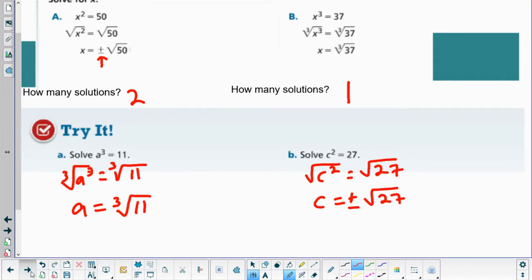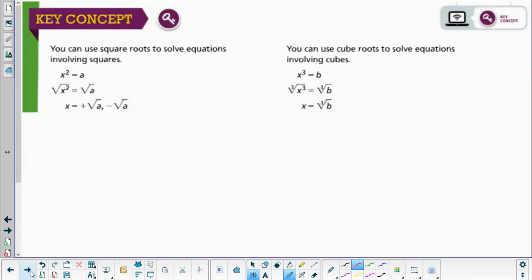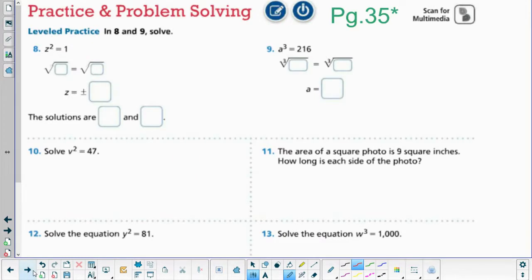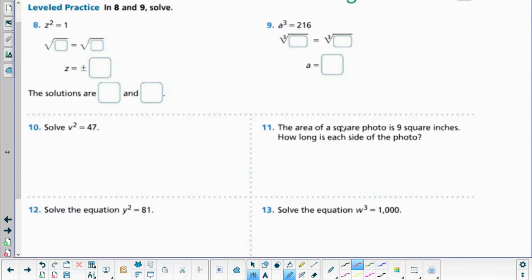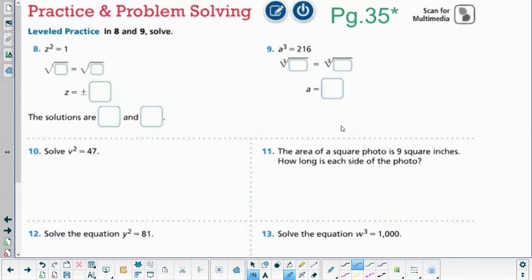Okay. All right. So we already talked about this. Make sure that you have your 2 solutions for square roots, 1 solution for your cube roots. If you need additional practice, there is some practice here on page 35 in your textbook. I will also link this on Schoology, so if you don't have your workbook with you, you can always use this, but these are some good extra examples.